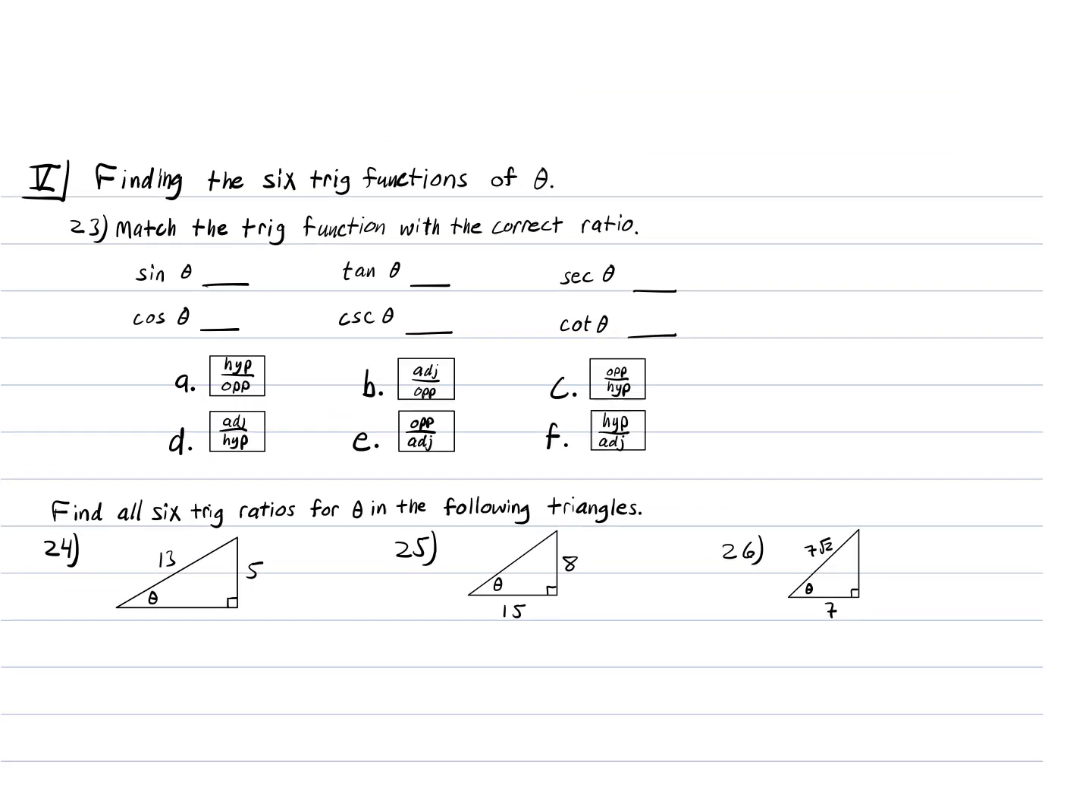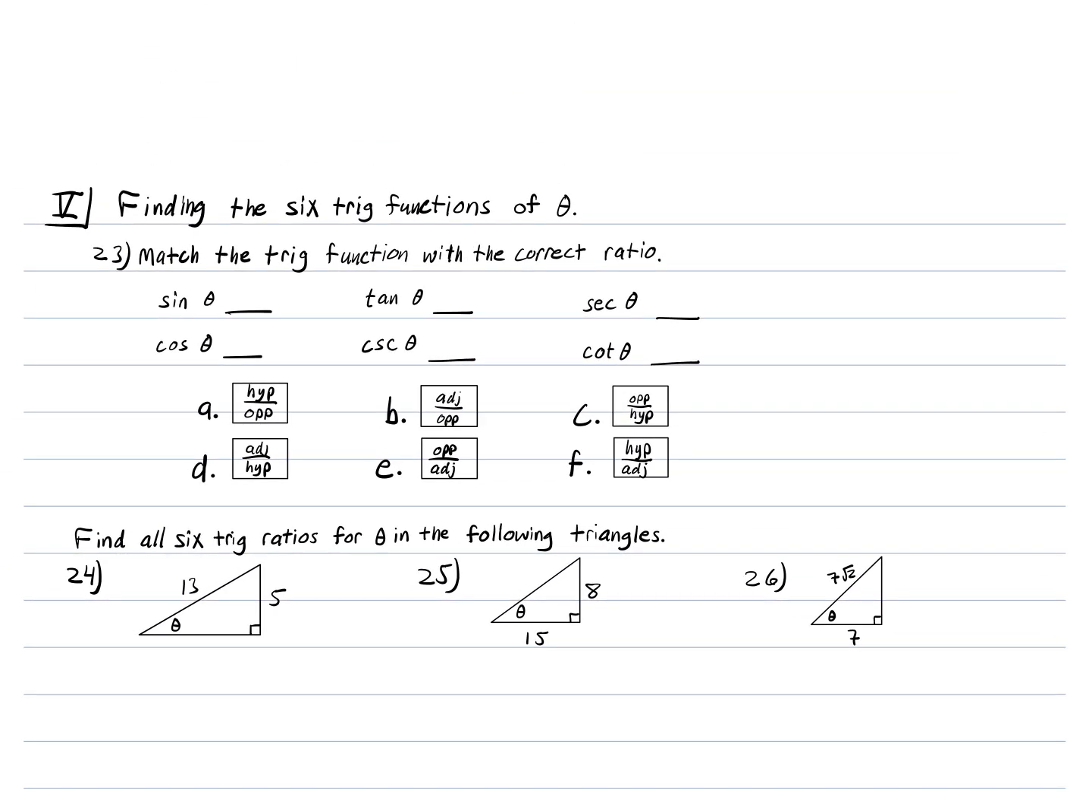Let's match the trig function with the correct ratio. The lengthier part of your test is going to involve right triangle trig. So I want to find the 6 trig functions. These are just ones that you have to know. I know that sine is opposite over hypotenuse. Cosine is adjacent over hypotenuse.